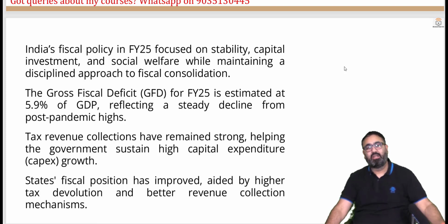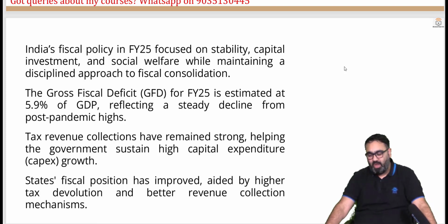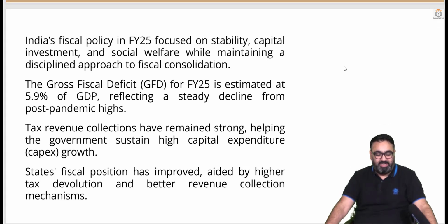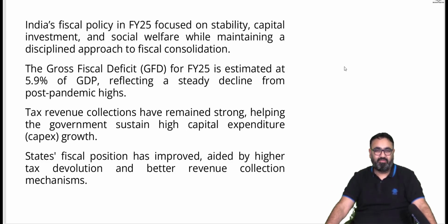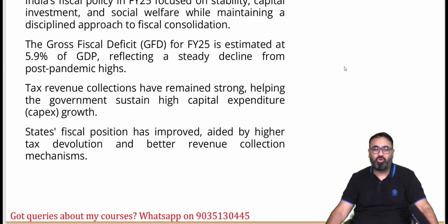Where do we stand in terms of the money that the government owes? Not just at the central level, but at the state level as well. Where is the government spending money now? What is the way forward? So this chapter in the introduction says that in this year, the government has been trying to focus on fiscal stability and not expand its debt further.